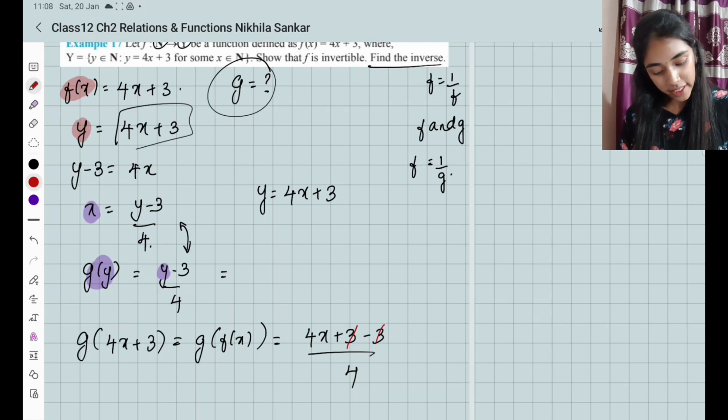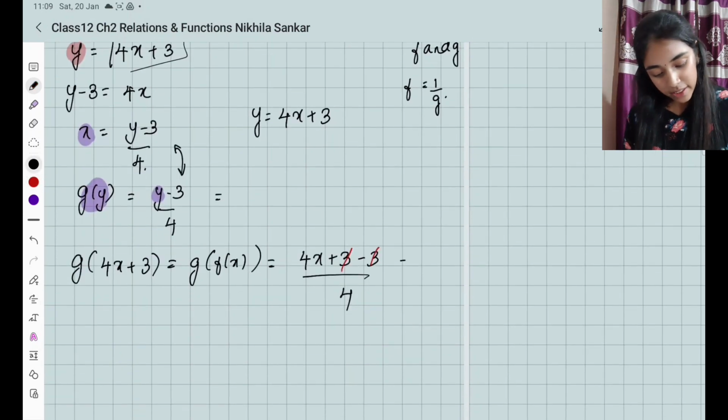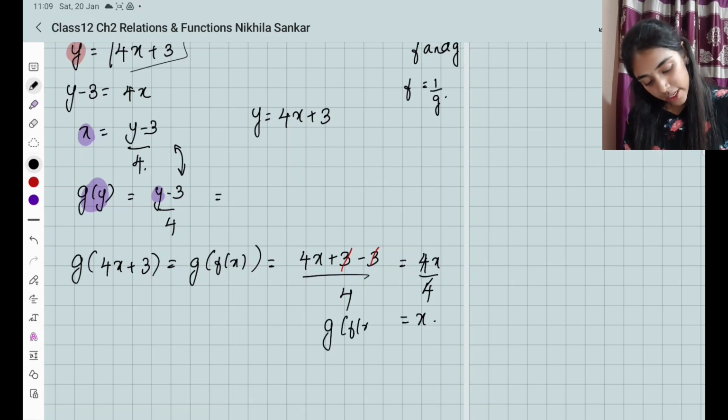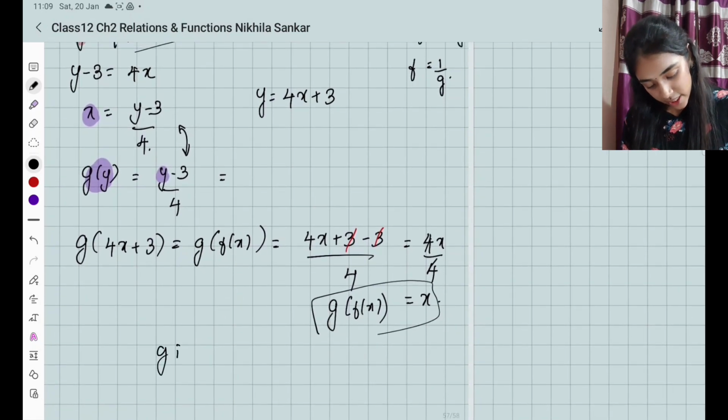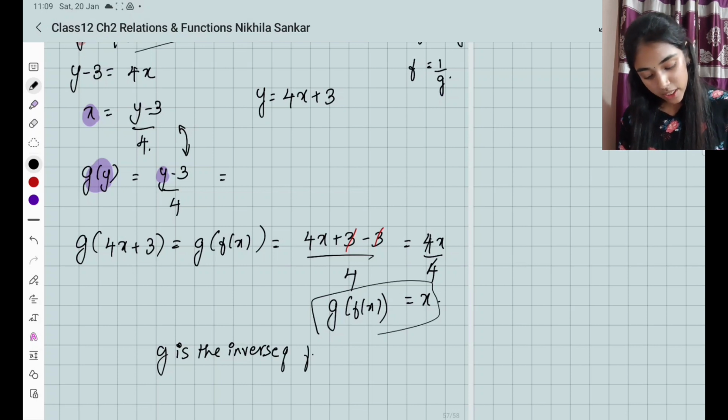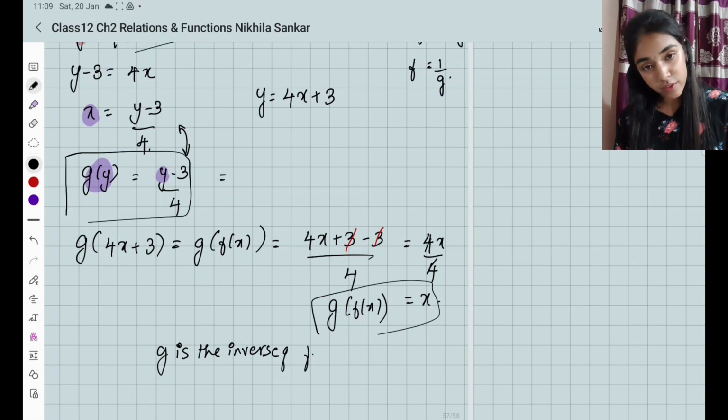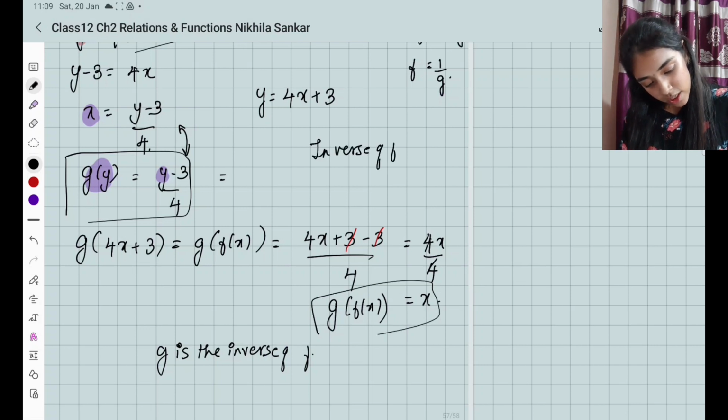So what can I do? I can cancel the 3 and the 3 and I'll be left with 4x divided by 4. When this also cancels, I'll be left with x. So what am I getting? I have g of f of x is going to be x, which means g is the inverse of f. And what is the inverse? We just found it. The inverse of f of x is going to be y minus 3 divided by 4.